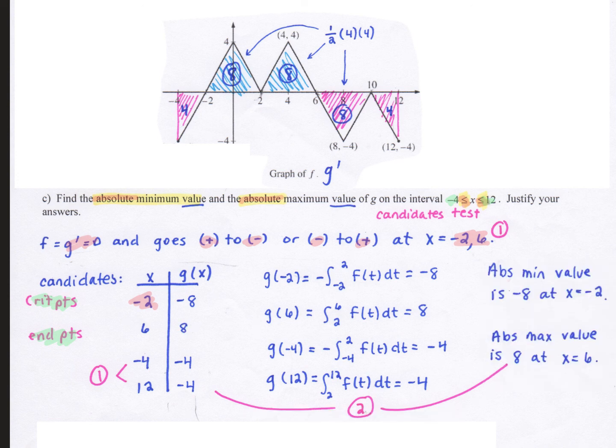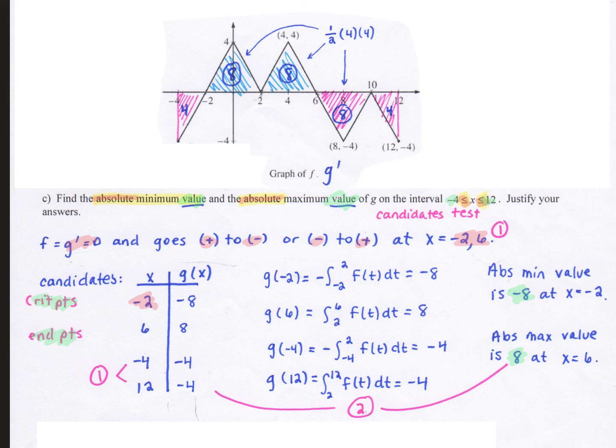Also, it's important to realize, because these questions are asking for absolute minimum value and maximum value, what's actually answering this question is the -8 and the 8. So make sure you include that part in your explanation. To say that it occurs at x equals -2 and x equals 6 is optional.